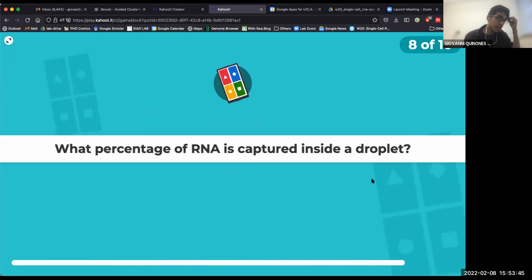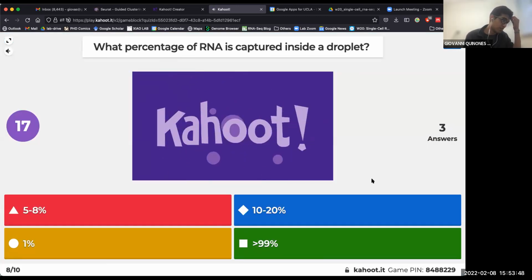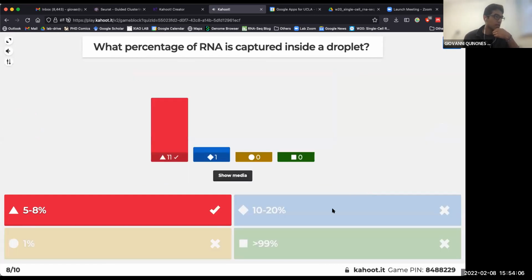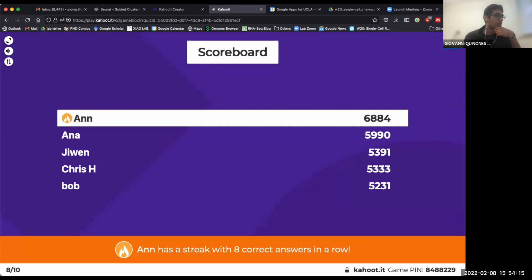What percentage of RNA is captured inside a droplet? Once again, going to the slides, I was showing some numbers. I believe when talking about amplification. Most people got it right, 5 to 8%. Cool, the podium remains the same. Let's go to question number 9.